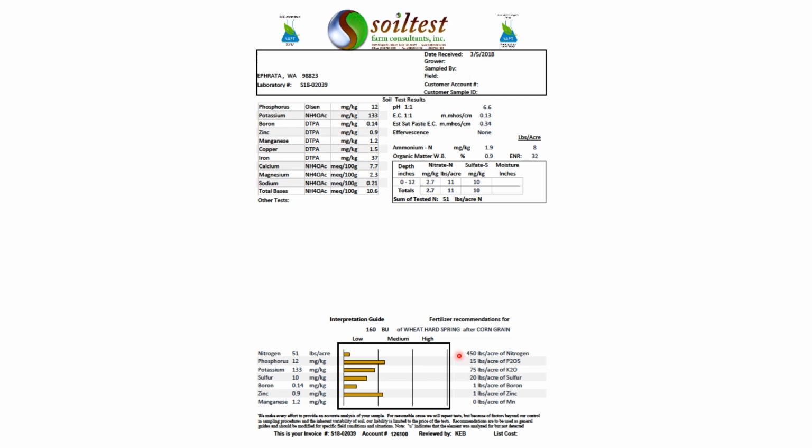In this case, we're going to need an additional 450 pounds of nitrogen per acre in order to grow that crop. Now, one thing that you'll notice down here is that phosphorus, potassium, sulfur, boron, zinc, and manganese are all listed in parts per million, where nitrogen is listed in pounds per acre.